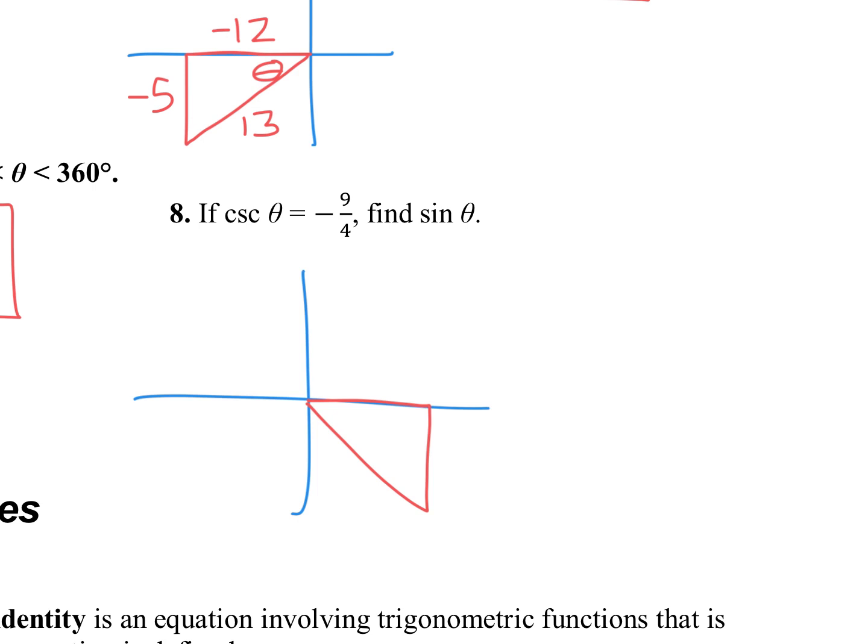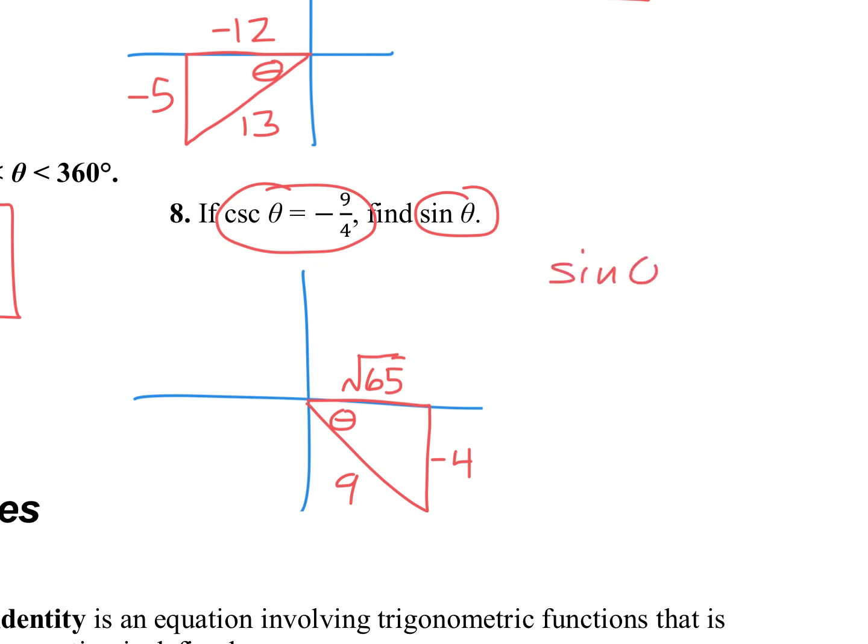Cosecant is hypotenuse over opposite. I know the y-coordinate is negative. We square 9, and we subtract 16. We get 65. Then I just realized I made the same mistake I made earlier. Sine is just the reciprocal of cosecant. So sine of theta is going to be -4 over 9.